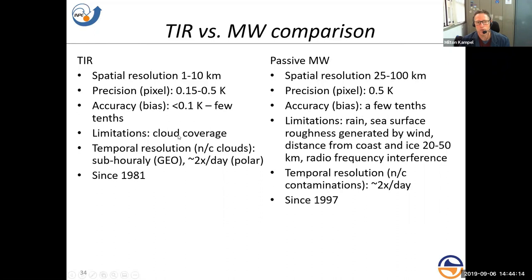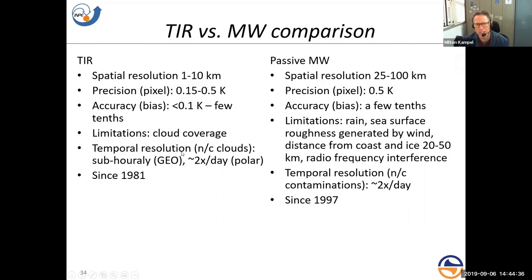Limitations for thermal infrared is cloud coverage, and for passive microwaves is rain and surface roughness generated by wind. Also, we cannot get data so close to the coast and ice, from 15 to even 50 kilometers, depending on the region. Also, some radio frequency interference.